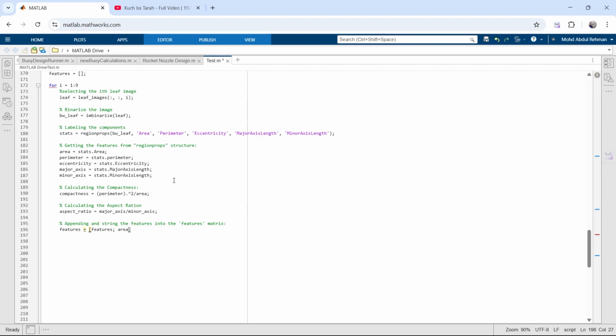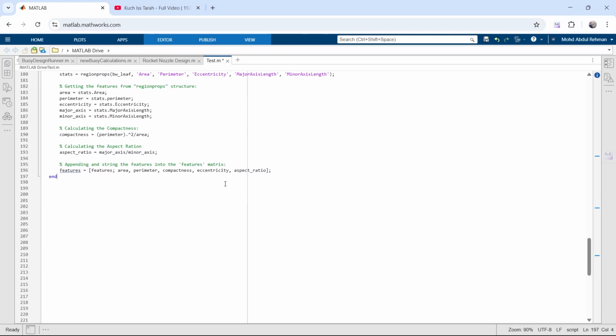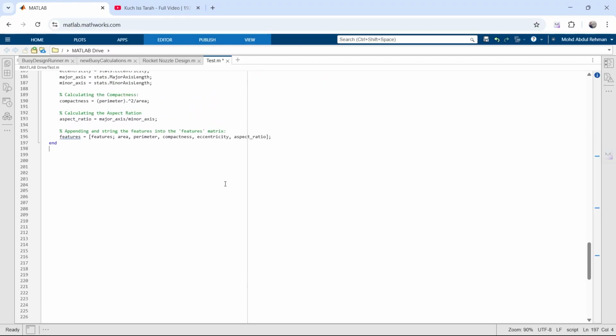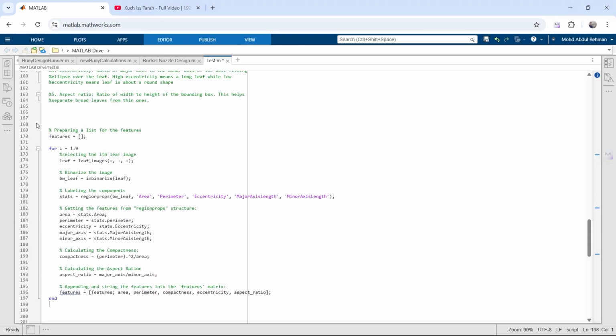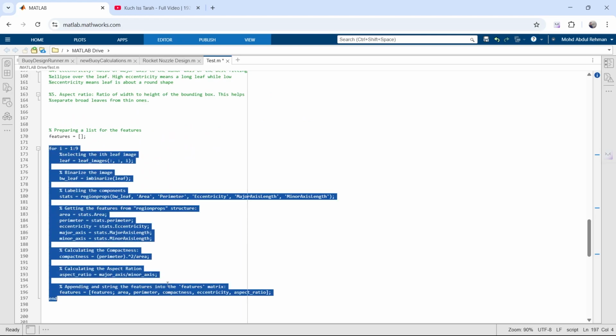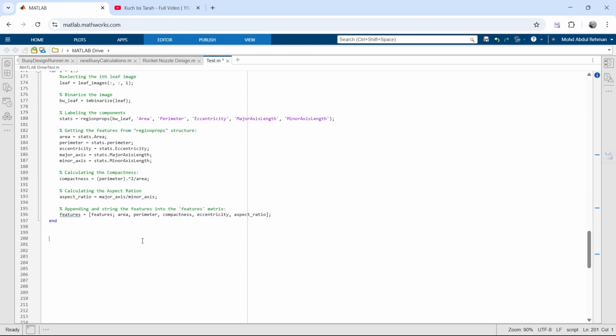So next we append area and perimeter and compactness, eccentricity, and finally the aspect ratio. That's what we learned, right? So this was about appending the features, and this actually creates the data set. This part creates the data set for our analysis. Feature extraction is done.